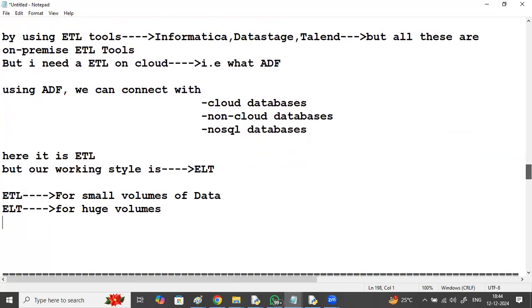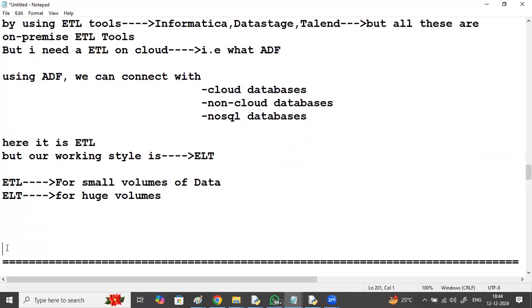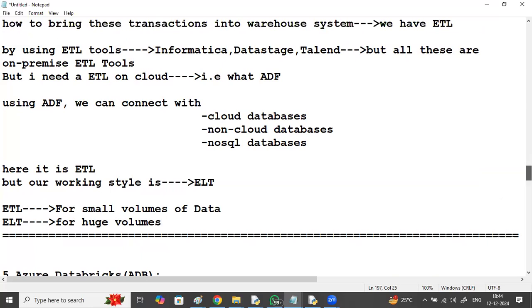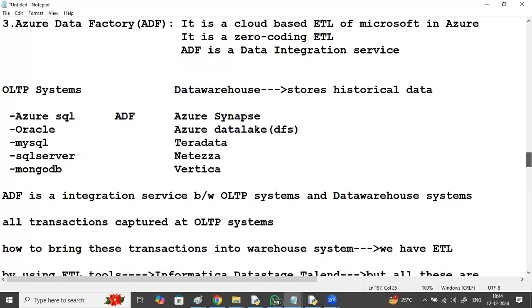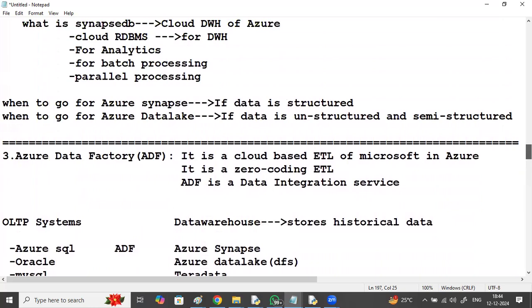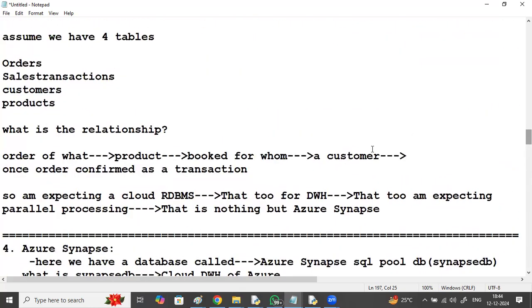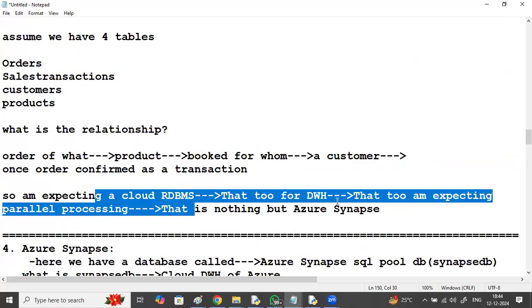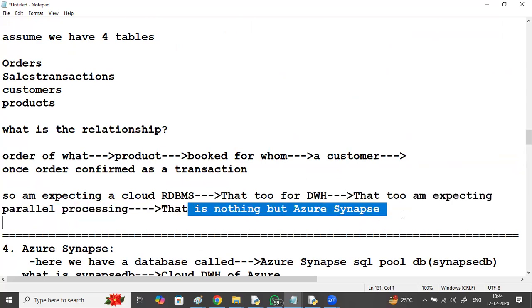Sir, data lake should not come under data warehouse, right? It's not under that, but it acts like it. It's not a data warehouse. Above we have written it under data warehouse, so I just kept it like that. But here I have clearly written what I'm expecting. Here we cannot maintain relationships in this data. That's why I'm expecting a cloud DBMS, that too for a data warehouse, which is nothing but Azure Synapse.